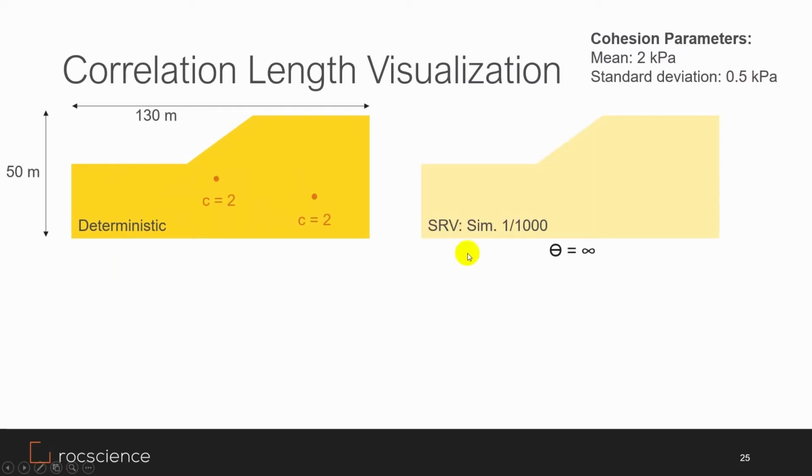Say this is simulation 1 out of 1000, for example, which means a value from the distribution has been assigned to this slope in this simulation. Then if we pick two locations on this slope, the cohesion is the same, and it's whatever was sampled, 1.2 kilopascals, for example. The correlation length here is infinity. That means that the distance over which values are correlated or similar is infinite. It's the entire slope, because the value of cohesion is exactly the same throughout the slope.